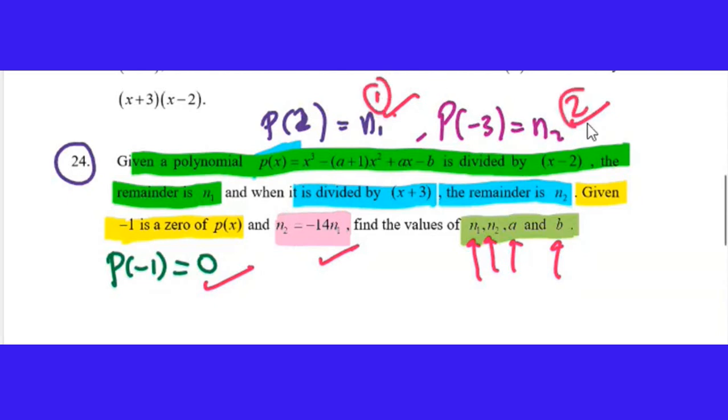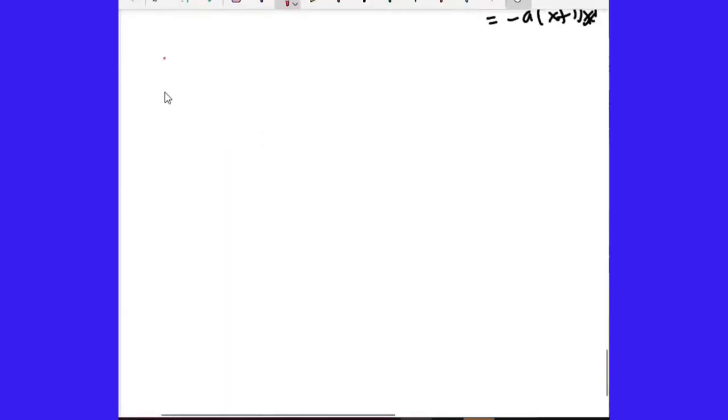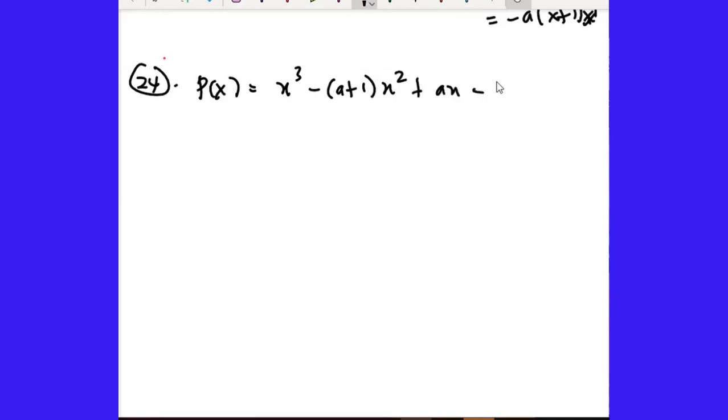1, 2, 3, 4. Okay. This one, how to do it? Okay, PX, there is the actual one. Why is this quite tough? Because it uses variables X, A, B, okay, not the digit, right?